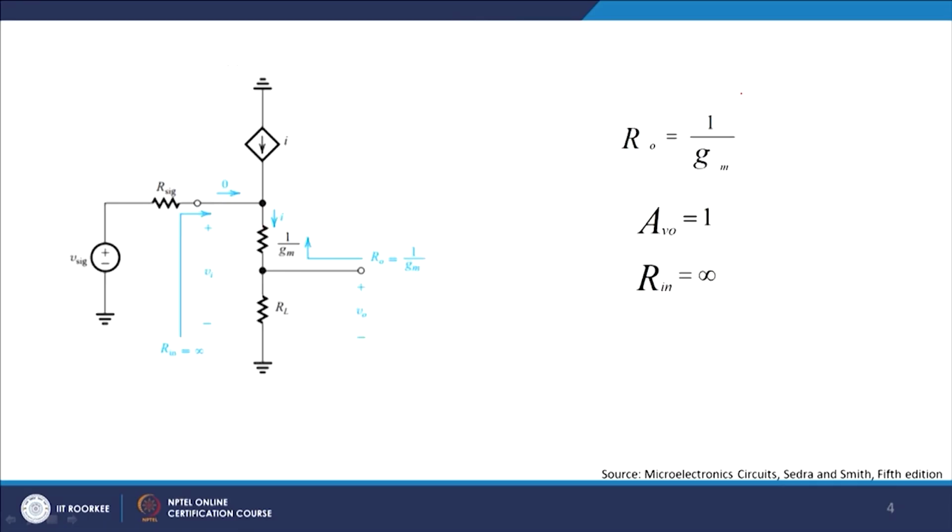Now, if you come here, you see AV0 is 1, Rin is infinity for reasons which you have already understood by now, because Rin is infinity. Why?